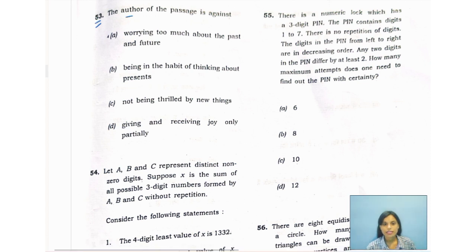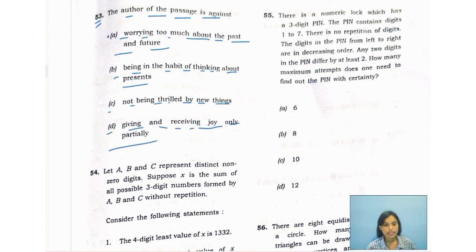Question number 53 says the author of the passage is against worrying too much about the past and the future; being in the habit of thinking about the present, no; not being thrilled by new things, no; giving and receiving joy only partially, yes. From the passage we get only this: we still give and receive, but there is not that joy that we used to have in our childhood days, okay? That happiness we don't have anymore. Let's move over to the next question.